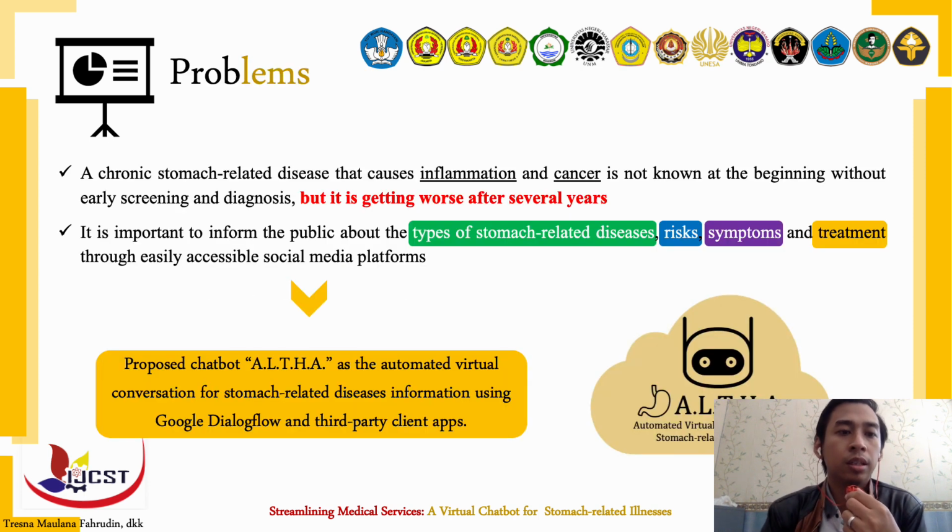The problem is how to build an application like a chatbot to solve the disease. Maybe we can develop an automated virtual conversation for stomach-related disease information using Google Dialogflow and a third-party maps service. And we call it AltaBot. The system can inform the user about the types of stomach-related disease, risks, symptoms, and treatment through an easily accessible social media platform.